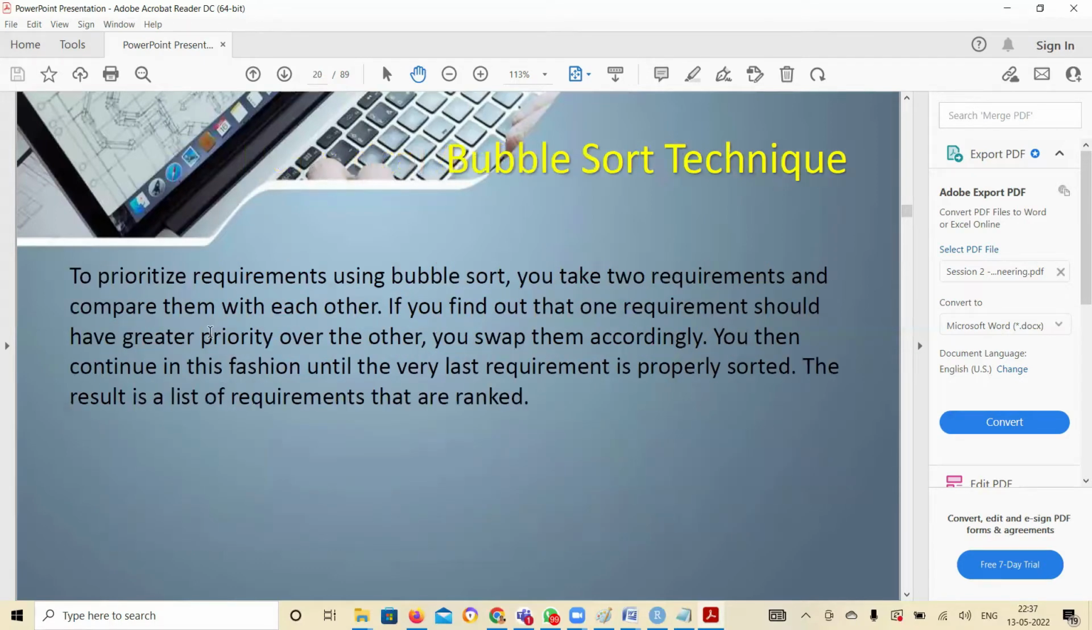Okay, so bubble sort is an improvement of ranking. What it says is, do not look at all the 20 requirements in one go. When we have to solve 20 requirements, that's when the confusion will arise. Which will be first, which will be second? So when you have 20 requirements, don't look at all the 20 at one go. It says look at 2 at a time. Look at 2 requirements at a time.